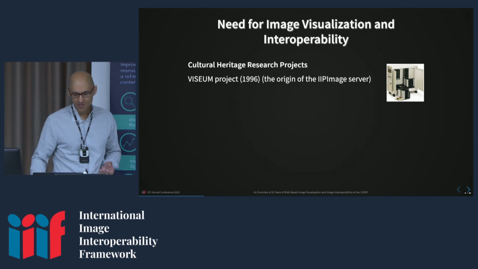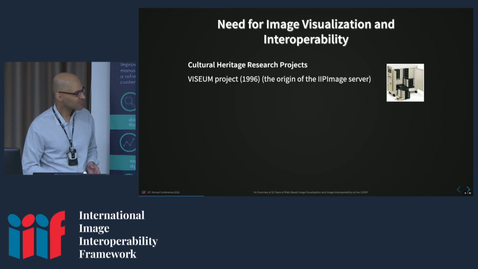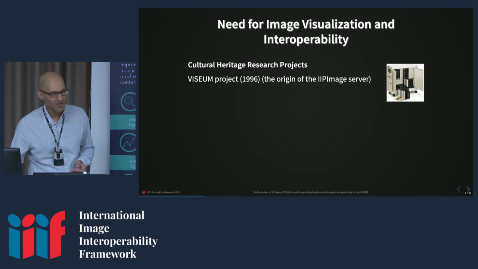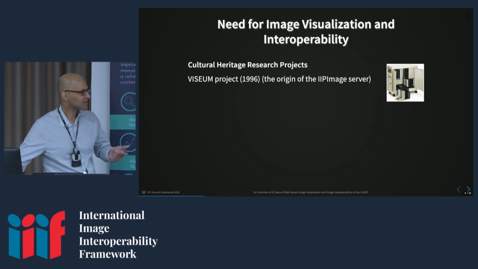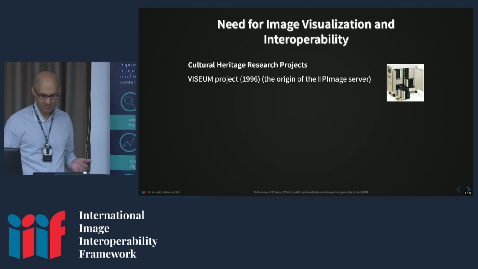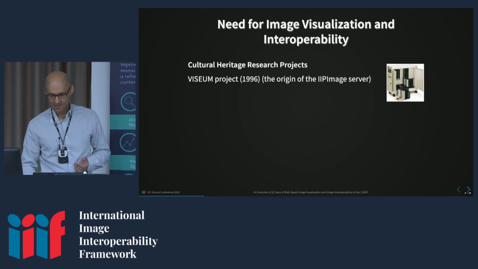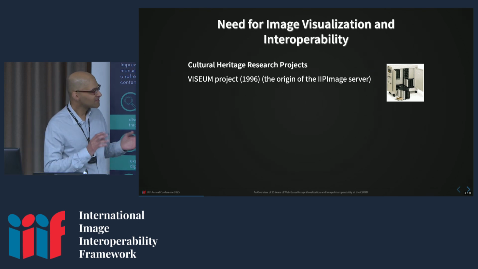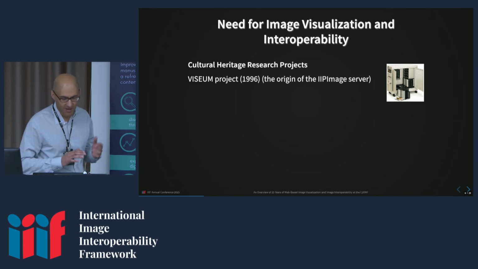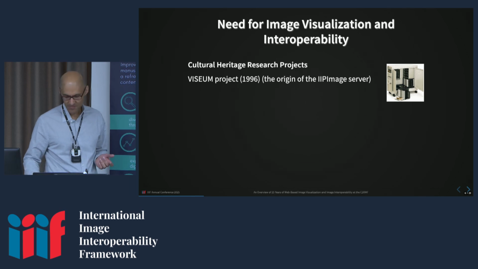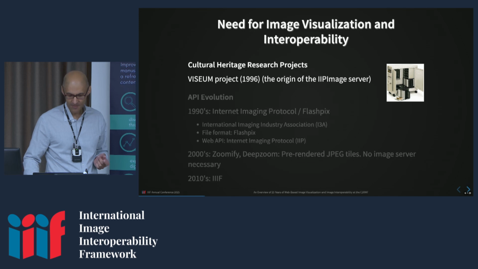So we had this project called the Visium project, which started in '96, and the partners were the IIIF, as well as the National Gallery of London, the University of Southampton, and some other institutions. And the idea was to be able to share images in the same way that IIIF does now, share images between the National Gallery and the IIIF and also other institutions, using internet-based technologies. So this is really at the origin of where the IIP image server comes from. So, by the way, I didn't tell you at the beginning, I'm also the maintainer of the IIP image server software, and I'll tell you a little bit about the latest release at the end of this talk.